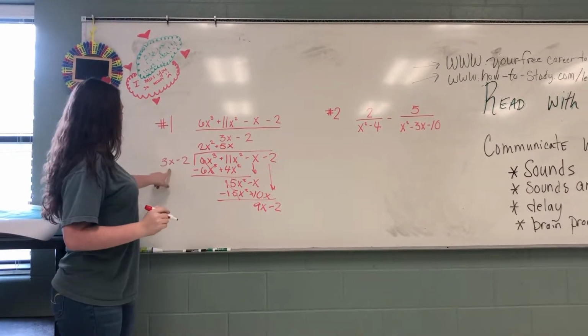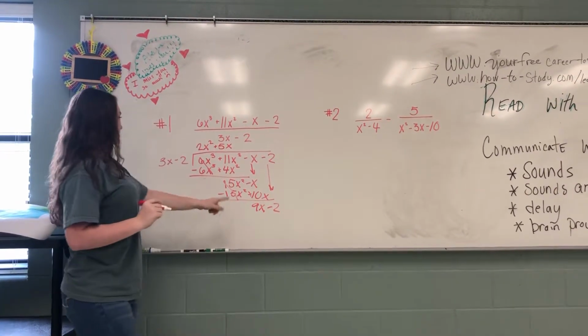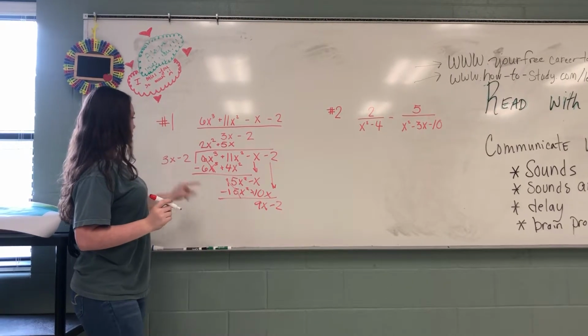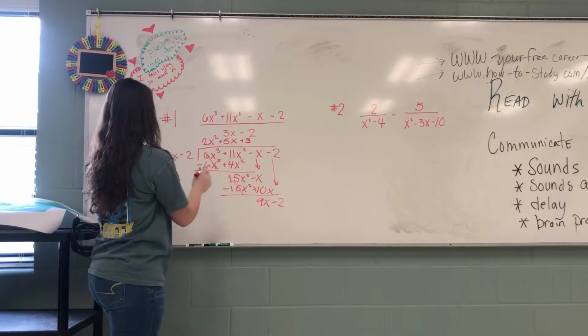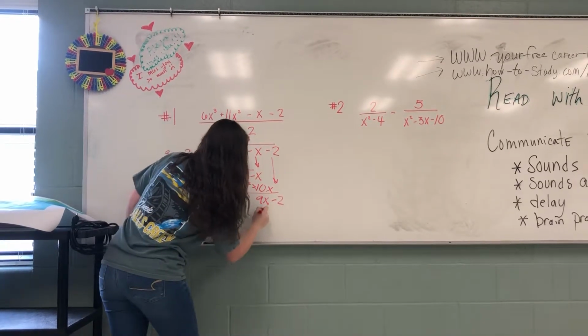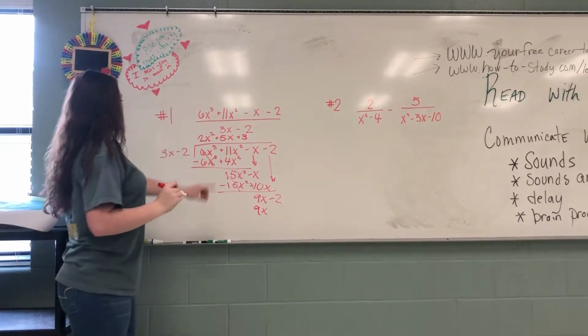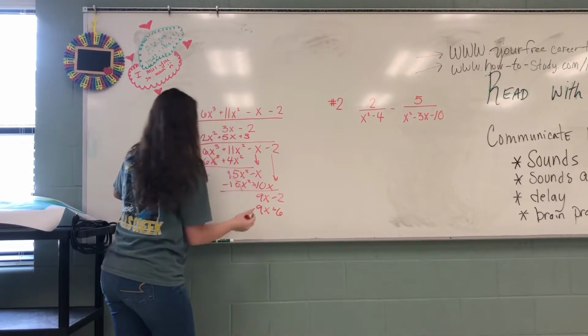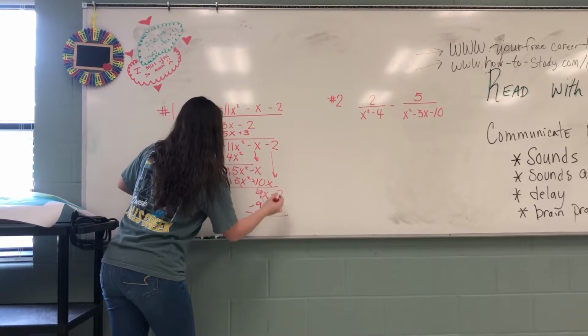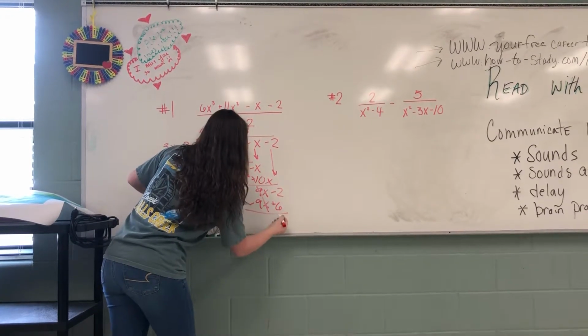Now you do it again. What do you multiply by that to get that? So you multiply 3x times 3 to get 9x, so you do plus 3. 3 times 3x is 9x. And 3 times negative 2 is negative 6. And you add the opposite and change your signs. So now that's crossed out, and negative 2 plus 6 is 4.